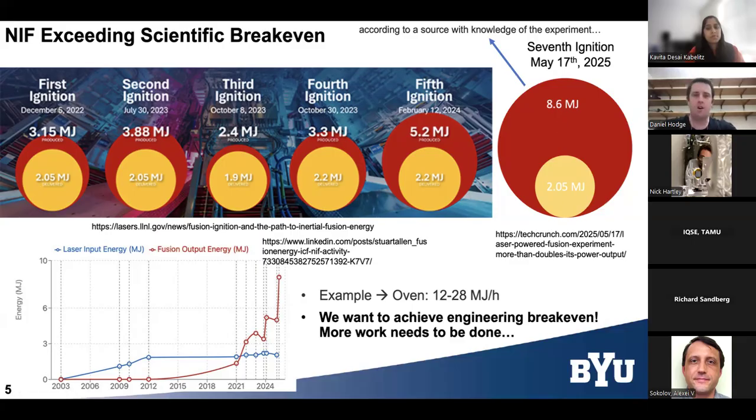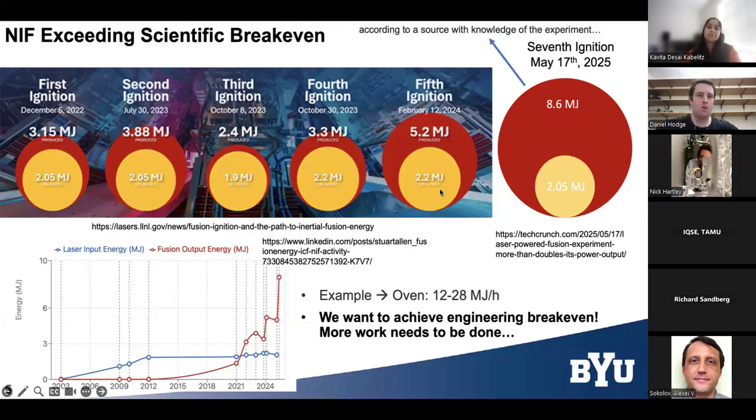But when I first started, I was like, what does even megajoules mean? So I put an example here: using your oven for an hour takes like 12 to 28 megajoules, right? So you can cook taquitos or something, and that's basically all the energy we got out of this interaction. But what we ultimately want is engineering break even, and there's a lot more research to be done because we need this energy output to be significantly higher.